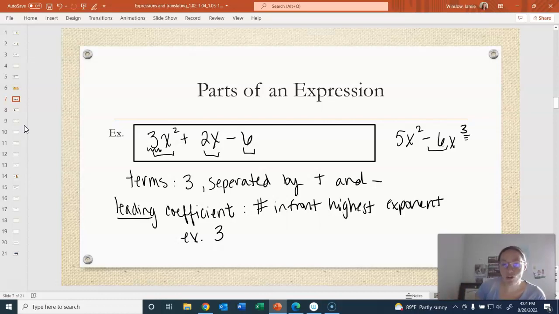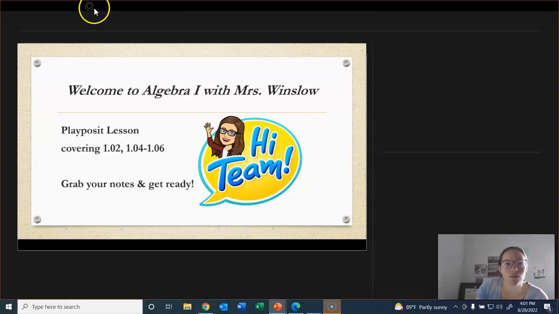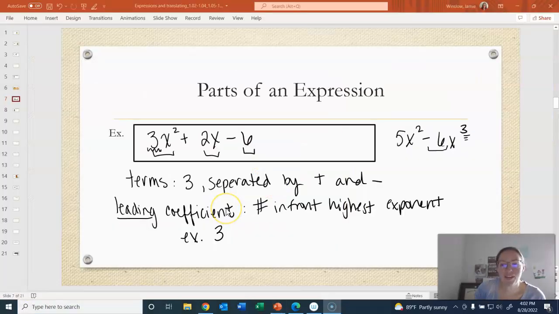You can have just regular coefficients. I need to get another color, but my pen is being funky on me. These are all coefficients. Well, the 3 and the 2 are coefficients. Coefficients are numbers in front of variables. Technically, the 6 is also a coefficient because you could say that it's in front of the 0x term, but we don't really say that because 6 doesn't have a variable with it.